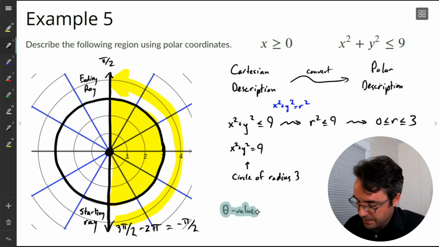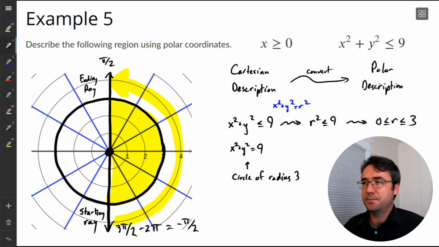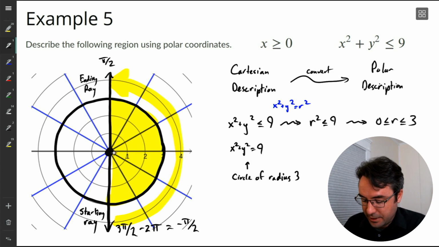So let's write down our description. We're given our Cartesian description where x is greater than or equal to 0 and x squared plus y squared is less than or equal to 9. We found that r is between 0 and 3. And you can look at this region.